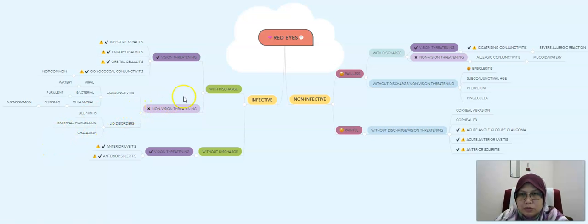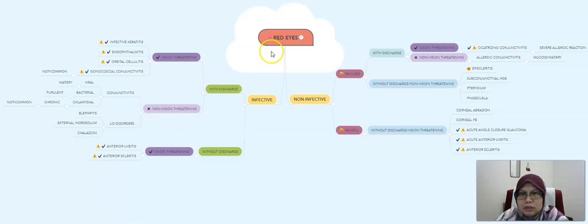Now we go on to red eyes which are infective in nature with discharge but non-vision threatening, for the lid. The patient could be having blepharitis, inflammation of the lid margin, or an external hordeolum. Also, the lid margin is red, and also chalazion. Those are the non-vision threatening causes.